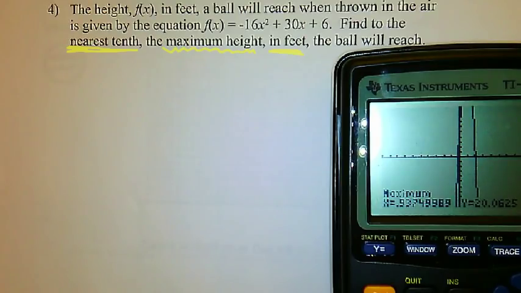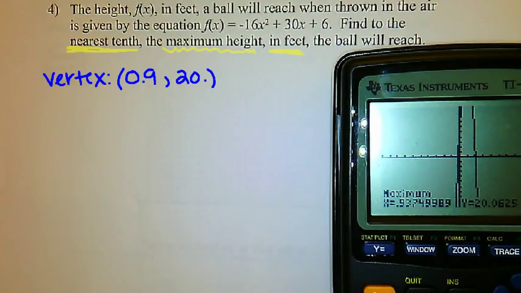Okay, so I want the maximum height. Let's see, my vertex is 0.9, 20.1. So let's answer the question. Find to the nearest tenth the maximum height in feet the ball will reach.